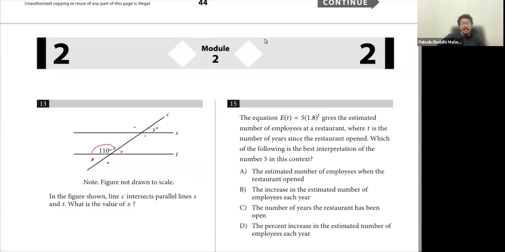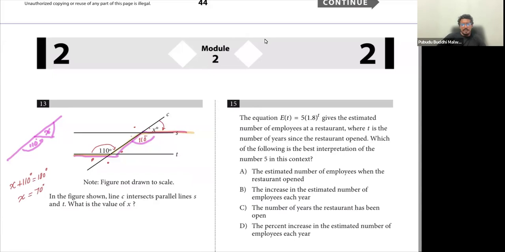So alternate interior angles, you can use that initially, like z. So this is 110. Therefore, x equals 180 minus 110, because that's a straight line. Yeah, that's a straight line. We found this part. Therefore, x plus 110 equals 180. Hence, x equals 70.